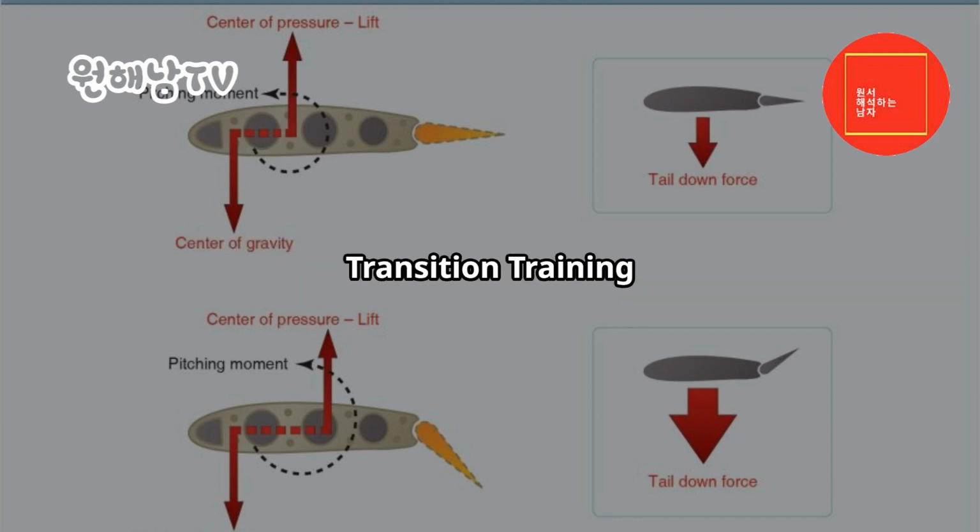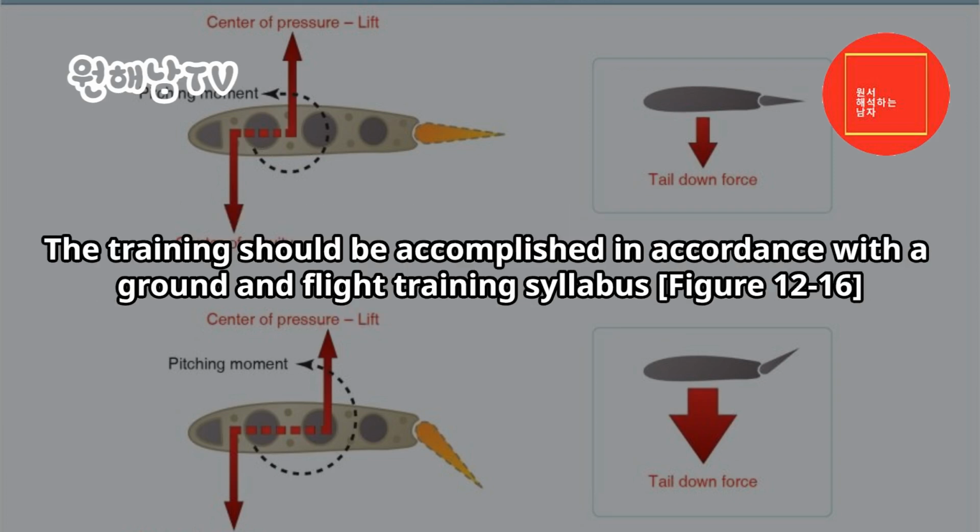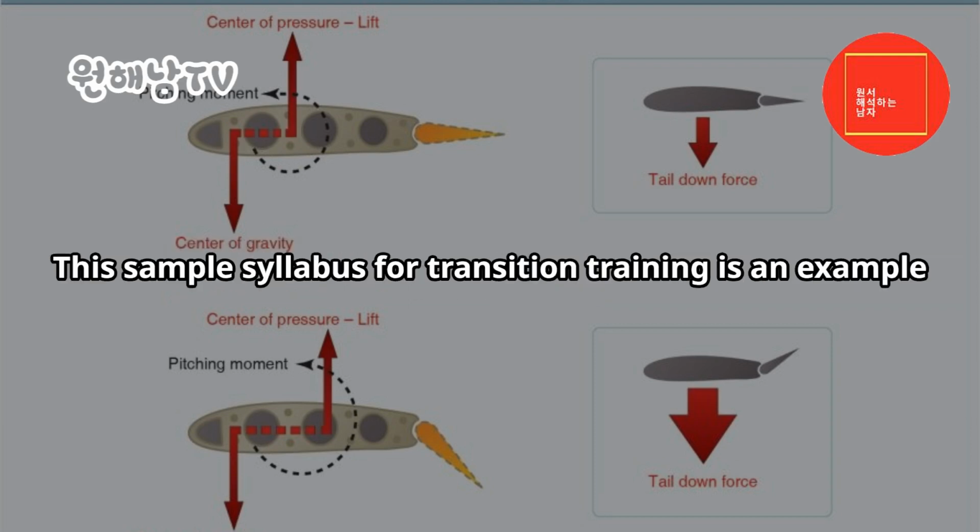Transition training. Transition to a complex airplane or a high-performance airplane should be accomplished through a structured course of training, administered by a competent and qualified flight instructor. The training should be accomplished in accordance with a ground and flight training syllabus. Figure 12-16. This sample syllabus for transition training is an example.